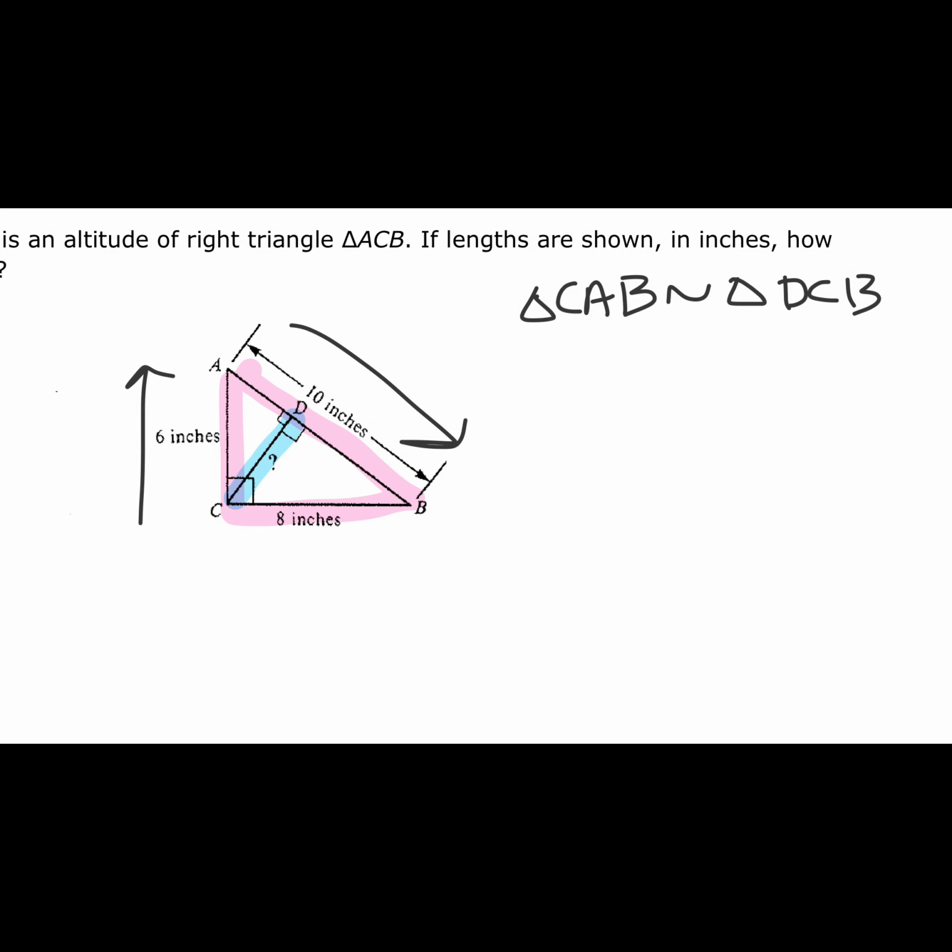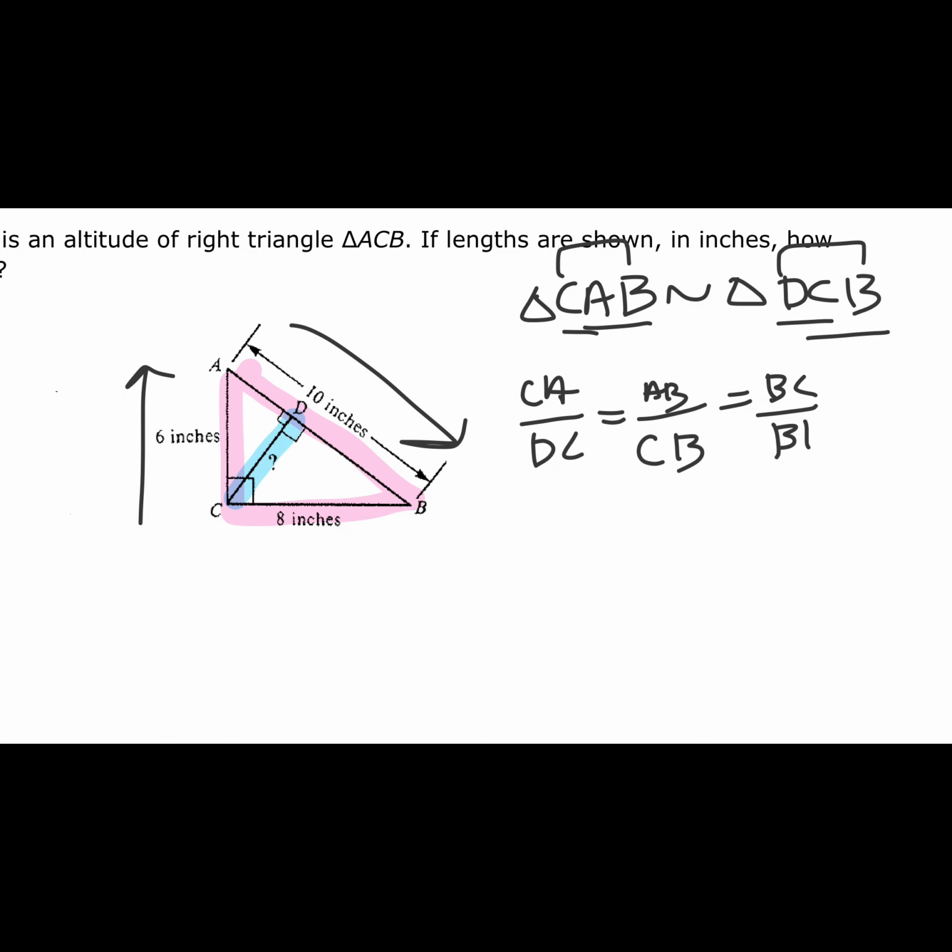And so now using this, I can make my ratios. I know CA is proportional to DC. I know AB is proportional to CB. And just in case I need it, I know BC is proportional to BD. Okay, so now I'm going to plug in what I know, and I want to keep my eye on this DC because that's what I want to solve for in this problem.